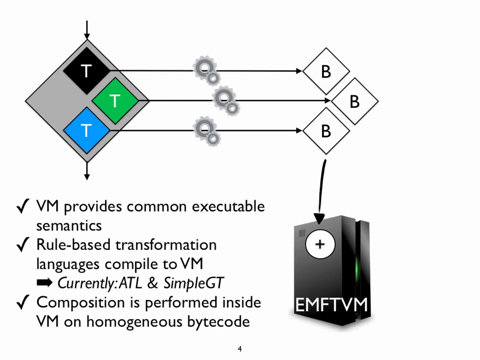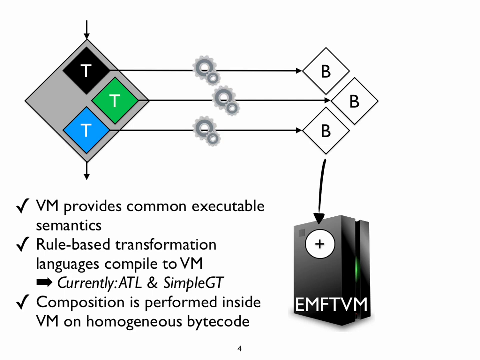Now the way we want to achieve this general semantics is by using a virtual machine that's going to execute our model transformations. We have a bytecode for that, and we are able to translate or compile multiple transformation languages that have a notion of rule to this bytecode. Then we compose the homogeneous bytecode modules inside the virtual machine before executing them. Currently we have compilers available for the ATL language and a language called Simple GT, which is a minimal double push-out graph transformation language, as a proof of concept.